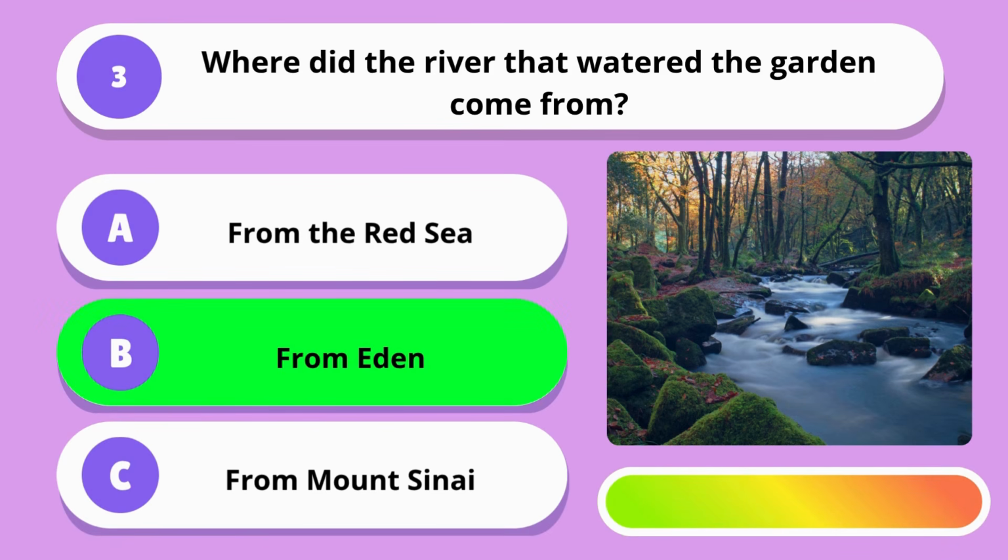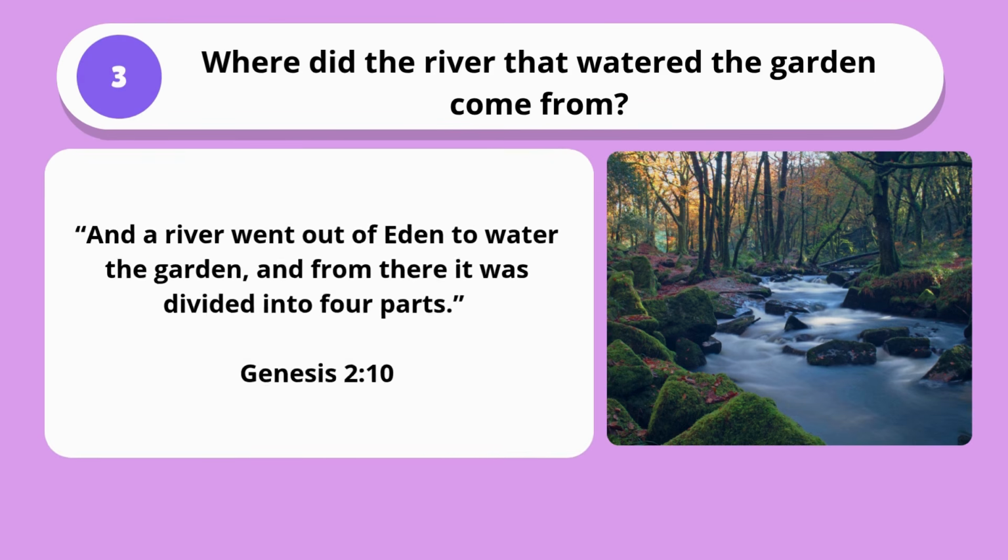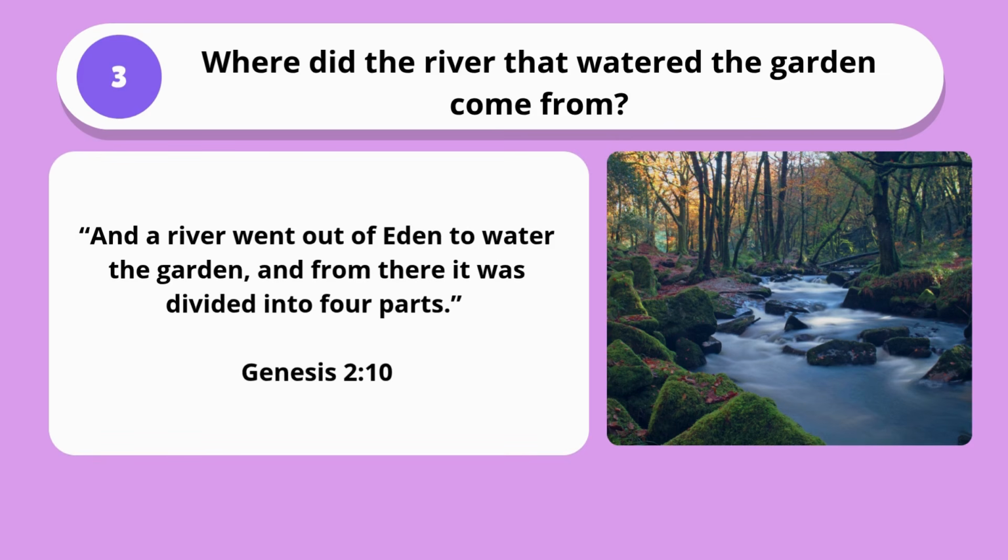The correct answer is from Eden. And a river went out of Eden to water the garden, and from there it was divided into 4 parts. Genesis 2:10. Let's continue.